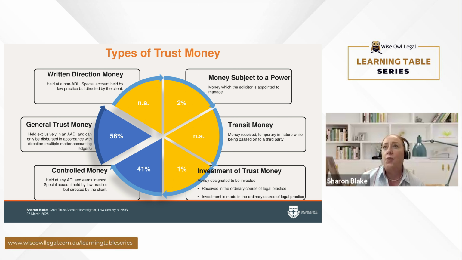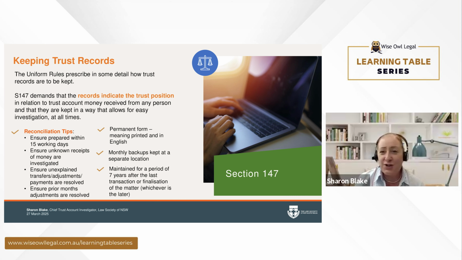So, before we go on to the next one, what is not trust money? Money that is paid for legal services, if the work has already been completed, is not trust money. And money received for purposes not relating to legal services, for example, a gift or donation, is not trust money.